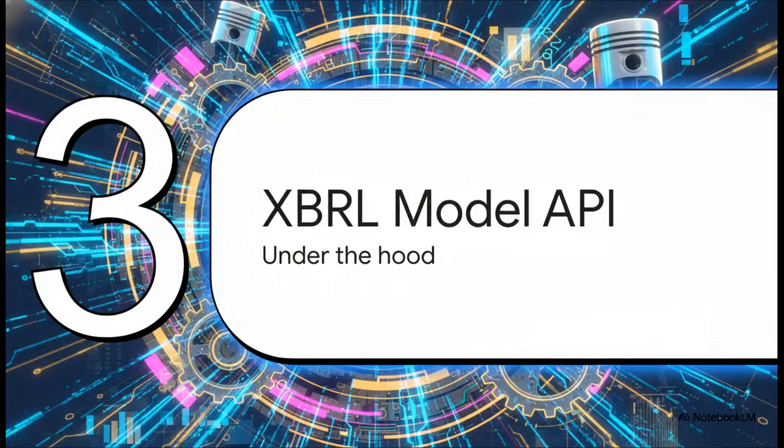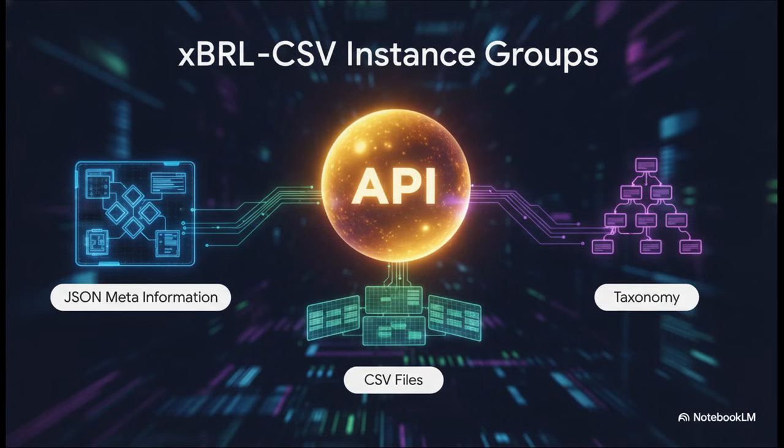Let's move on to part three, the XBRL Model API. So, how do we actually control this powerful XBRL CSV engine in practice? This is where our centerpiece comes in, the XBRL Model API. Let's look under the hood. An instance managed by this API basically consists of three core data groups. First, the JSON meta information. Think of this as the master blueprint. Second, the actual CSV files, the raw data tables. And third, the taxonomy, which gives those raw data tables their structure and meaning via that JSON blueprint. The API is what orchestrates the perfect interplay between these three components.